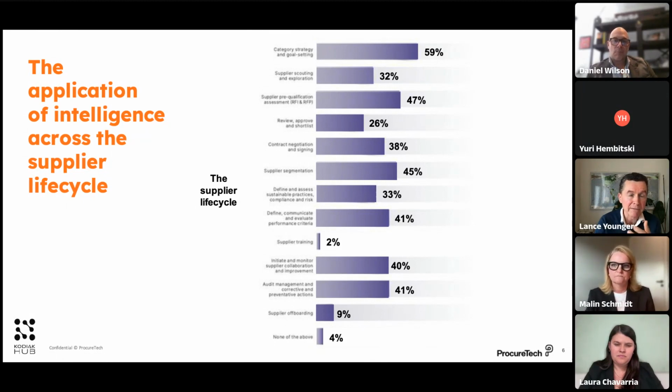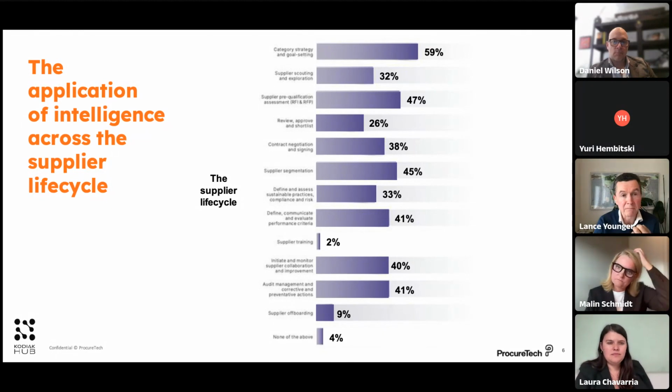Very positive that organizations are using data at the start of the cycle, when you look at category strategy and goal setting, and then using data again heavily in the pre-qualification and assessment. There's another mini spike around supplier segmentation. Going to Daniel, to your point there about segmenting suppliers in the right way, because that will shape how you manage suppliers going forward.